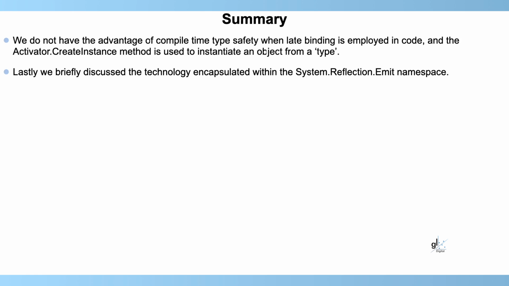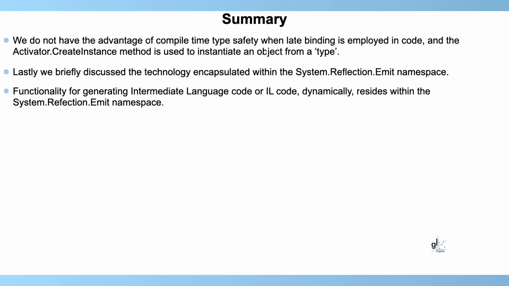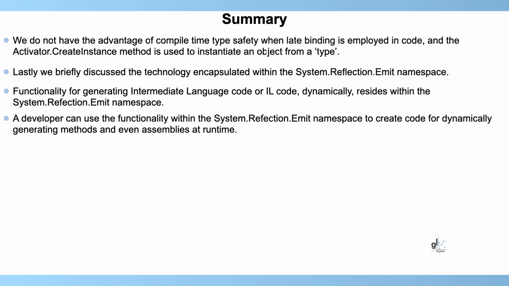Lastly, we briefly discussed the technology encapsulated within the system.Reflection.Emit namespace. Functionality for generating intermediate language code or IL code dynamically resides within the system.Reflection.Emit namespace. A developer can use the functionality within the system.Reflection.Emit namespace to create code for dynamically generating methods and even assemblies at runtime.